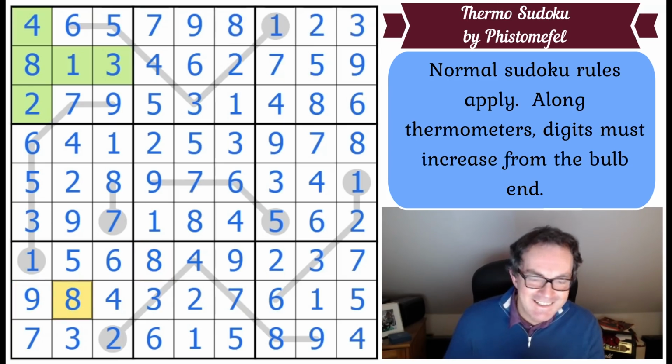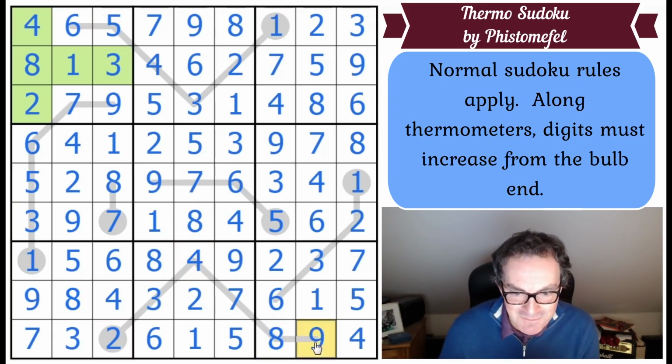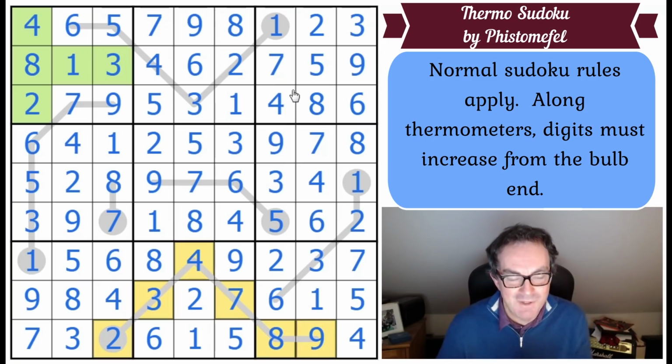Yes, he's a brilliant, brilliant man, isn't he, Phistomefel? That is crazy, absolutely crazy. The logic around these thermometers was just something you don't come across every day. It's just wonderful. How many classic Sudokus have I solved in my life? A lot. A classic thermo Sudokus. How many thermo Sudokus have I set in my life? A lot. And never have I seen this done before. It's just elegance personified. Loved it.